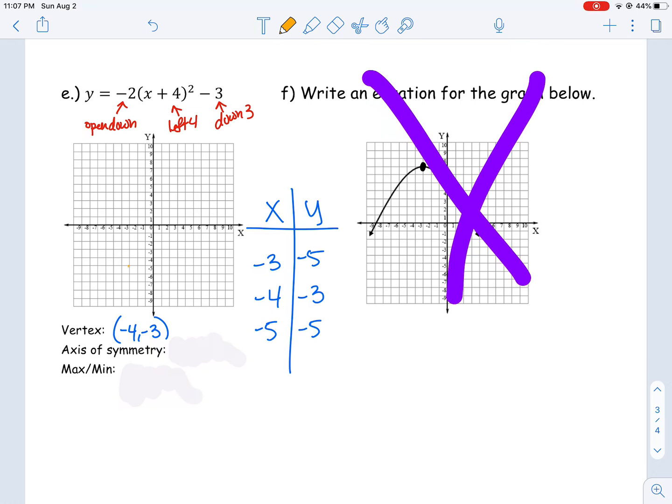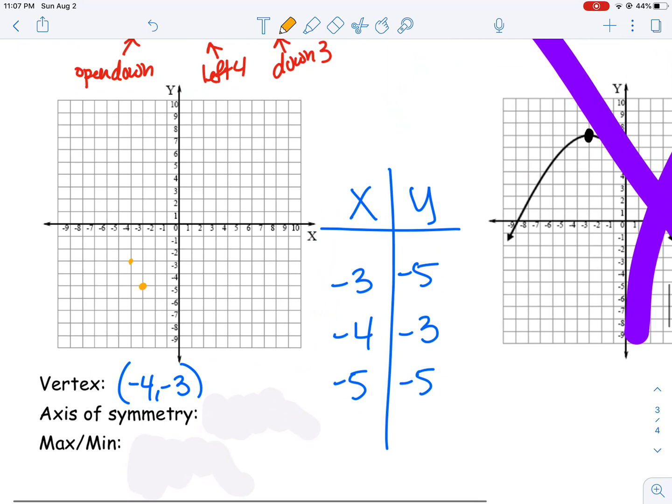I have negative 3, negative 5. I've got negative 4, negative 3. I've got negative 5, negative 5. I need to zoom this in a little bit.